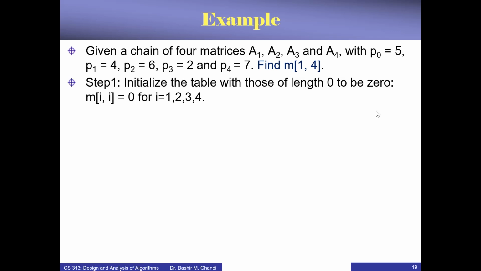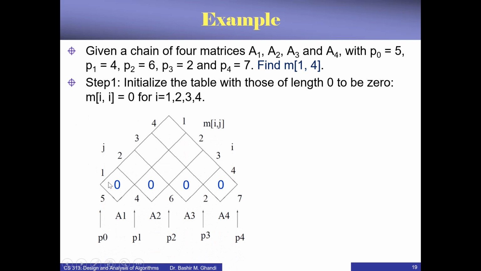Okay, so according to our algorithm, we need to solve the subproblems in increasing length, starting with those of length 0. For those of length 0, i and j are equal. So basically it's just the bottom row that you can see here, which means we are concerned with only one matrix, and in that case the number of scalar multiplications involved is 0. So just fill this row with 0.